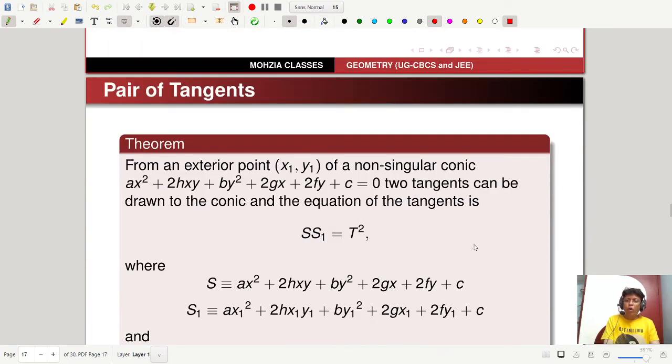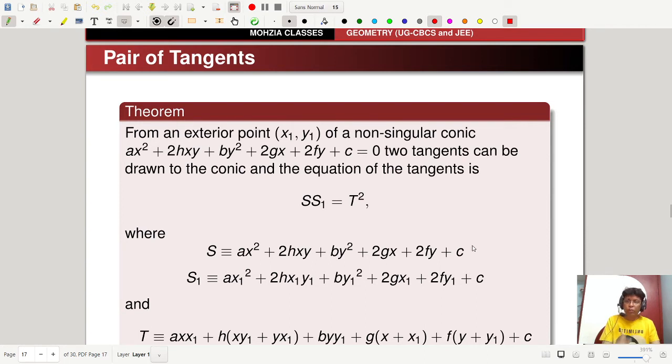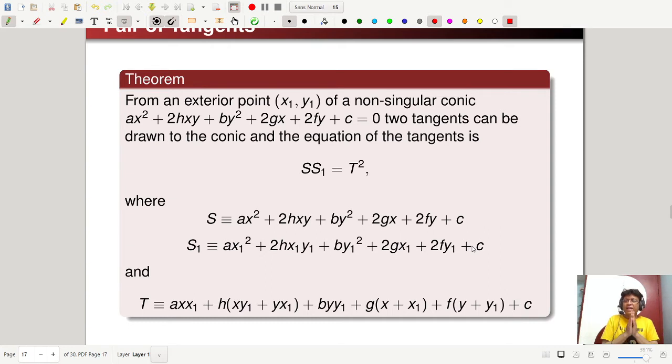So let's now have the concept of pair of tangents. What about the pair of tangents? Let's have a theorem first. From an exterior point x1, y1 of a non-singular conic, two tangents can be drawn to the conic. You can draw two tangents maximum. And the equation of the tangents is given by S1 equal to T squared. It's a very important relation. You have to remember this relation, the pair of tangents from an external point, where S is the equation of the non-singular conic.